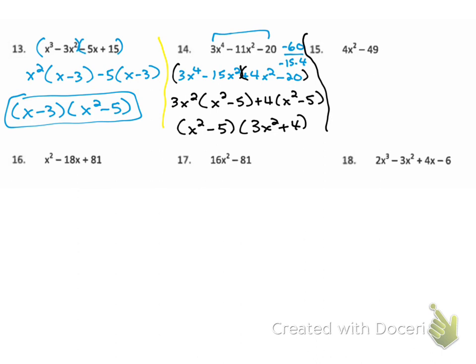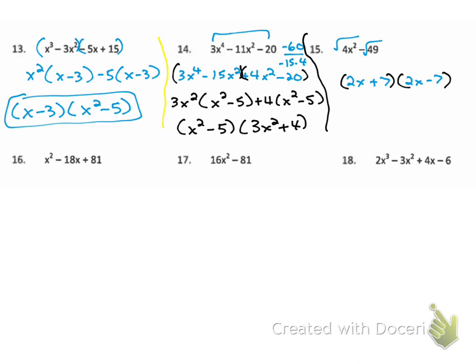Number 15. Subtraction sign in the middle, right? Exponent of 2. We can take the square root of both terms, right? Two terms, take the square root of both. So, square root of 4x squared is 2x. Square root of 49 is 7. Okay.